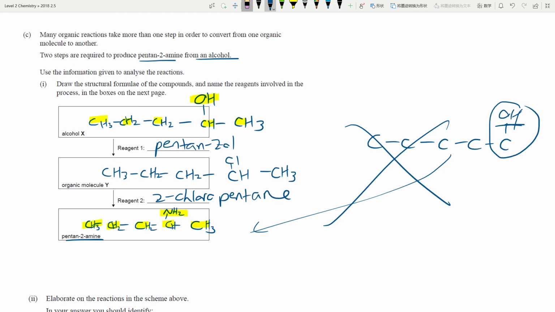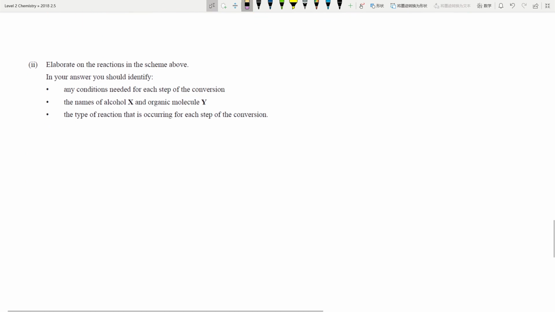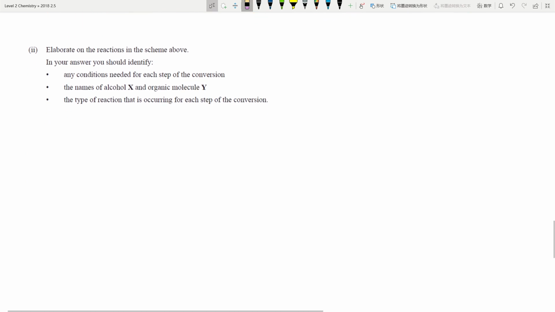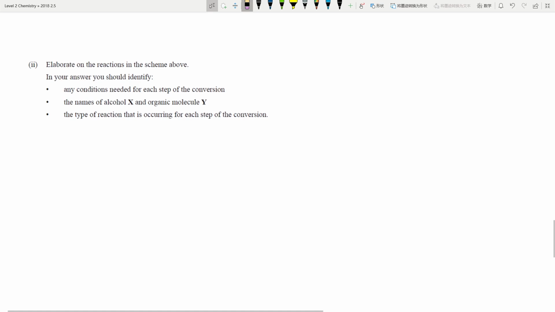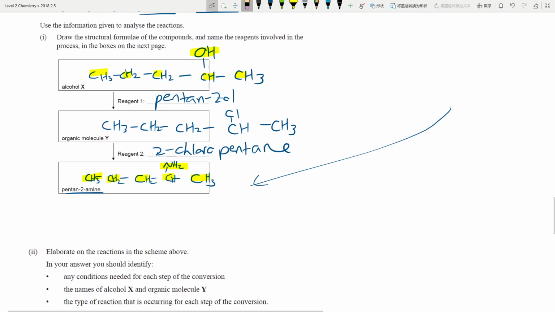Okay, now next part, elaborate on the reaction in the scheme above. Any condition needed for each step, the name of X and Y, and the type of reaction. Okay, so I'm going to come here. I'm just going to quickly get rid of this. Get rid of these lines, and we're just going to do it here. So, oops, that's not the name. The name is this. Okay, sorry. The name is that. That's not the reagent.